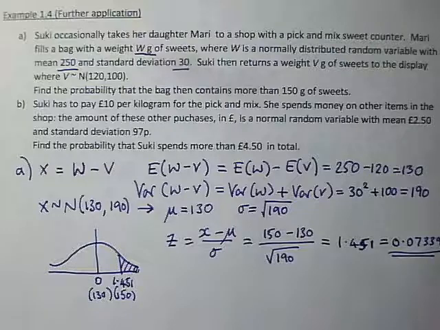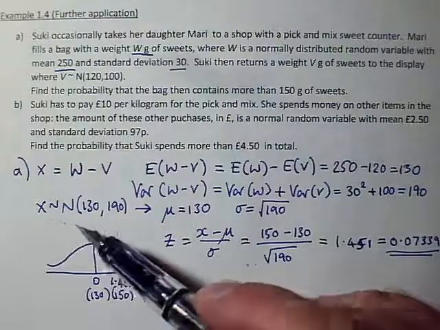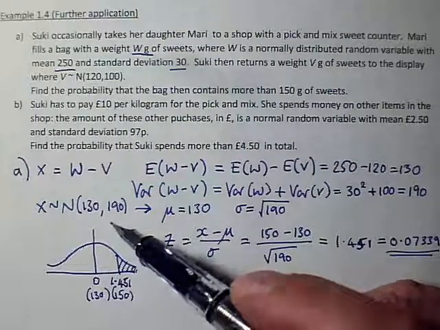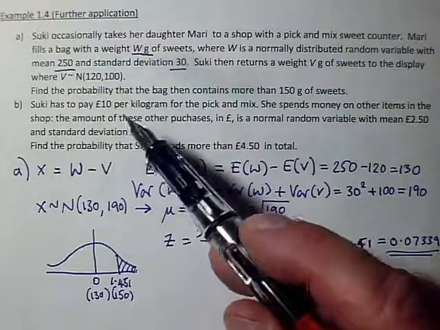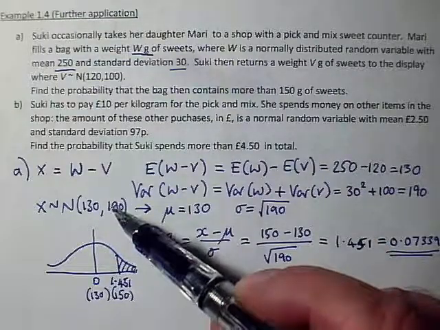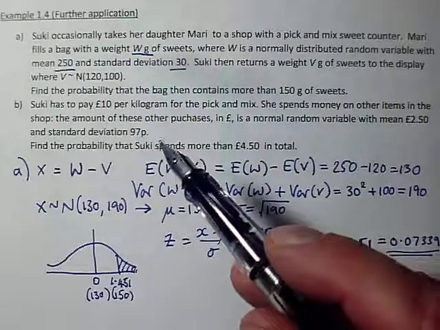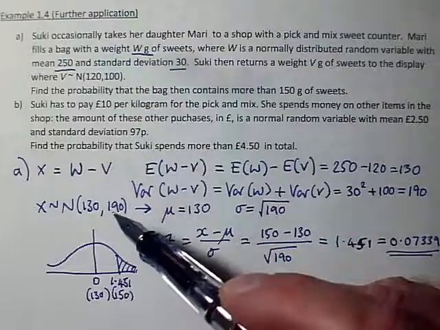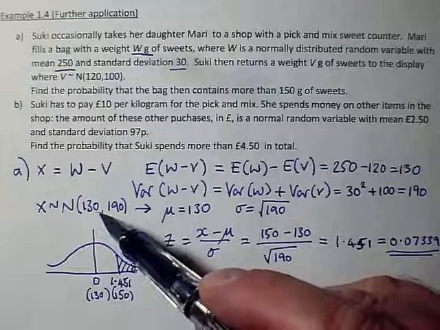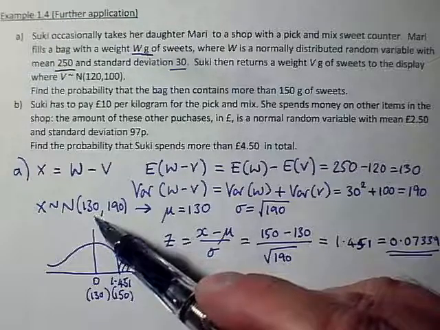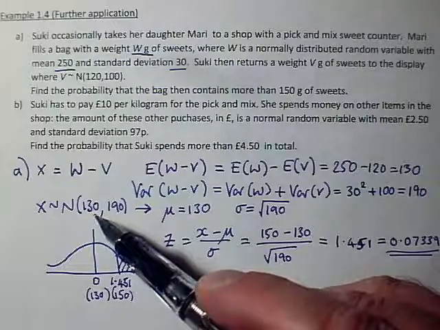Okay. All right, now I'm going to do part B. Now in part B, I'm paying for these sweets. So this distribution here was the weight in grams of sweets in the bag. But now I'm paying £10 per kilogram. So I'm going to therefore have to take the weight in grams and divide it by 1,000 to turn it into kilograms, and then multiply that by 10. Or I could just divide this by 100, because that's those two things taken together.